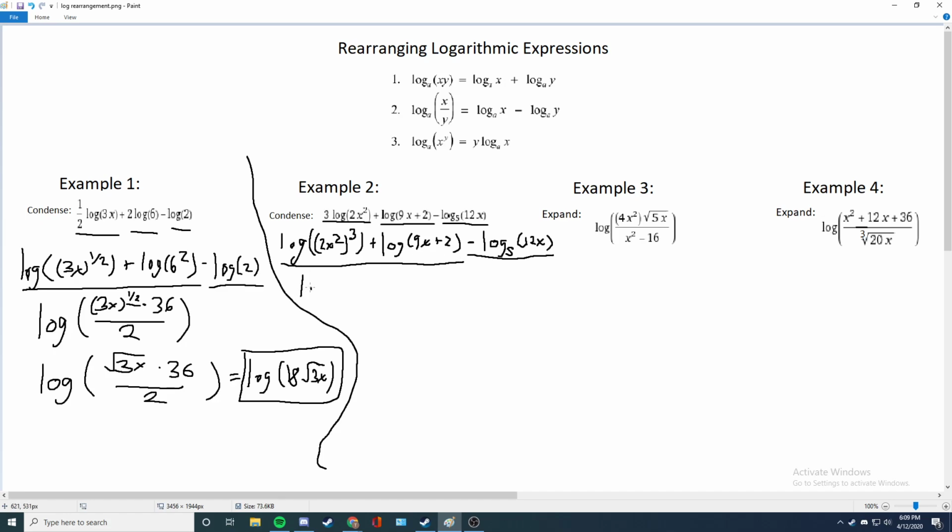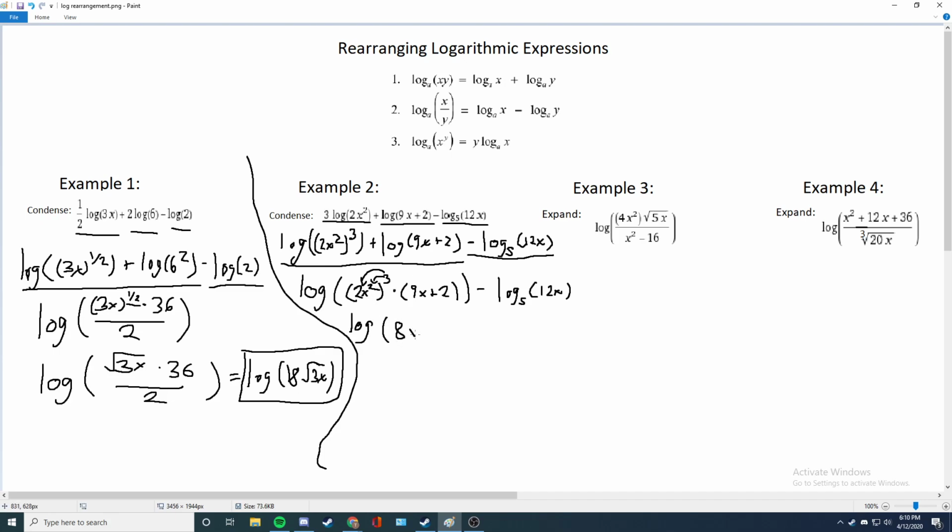So we can combine these as 2x squared to the 3rd times 9x plus 2, minus that log base 5 of 12x. Now we want to simplify this inside part. So 2x squared to the 3rd power, remember we have to distribute this 3rd power to both the 2 and the x squared. So we're going to have log of 2 to the 3rd power is 8.